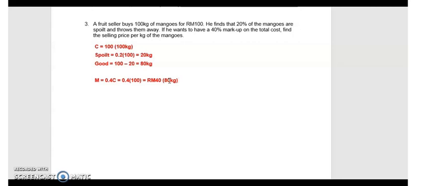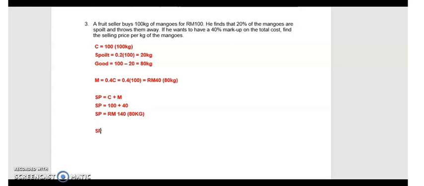Okay, how to find the selling price for 1 kg? So we know that selling price equals cost plus markup. So selling price equals cost just now, 100 ringgit, plus markup 40 ringgit. So the total selling price is 140 ringgit. So 140 ringgit is for how many kg? 80 kg.